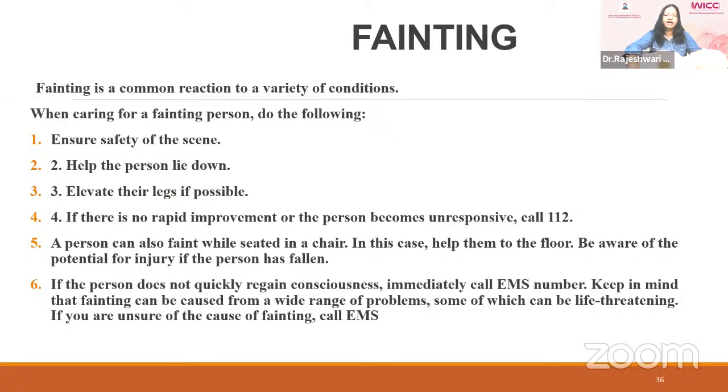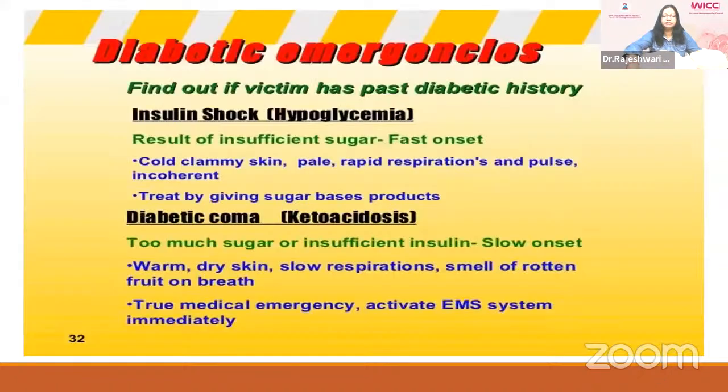Keep in mind that fainting can be caused by various kinds of problems and some can be life-threatening. So if you are unsure of the cause of fainting, call the EMS and see if the pulse is there or not. And if breathing is not there, start CPR immediately. Then there are several kinds of diabetic emergencies. One of the causes of fainting is a diabetic emergency as well.